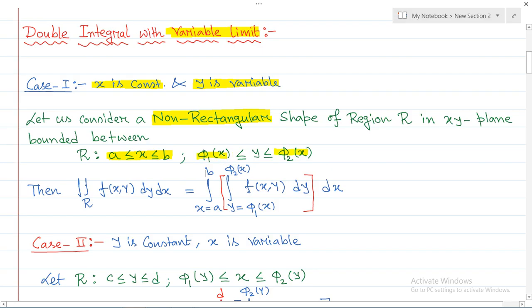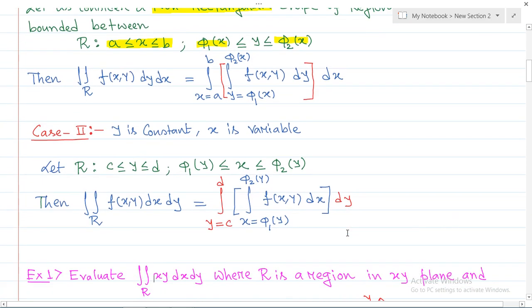Now how to perform the integration? The double integration over R of f of xy dy dx we have to do in this manner: the integration from x equals a to b should be written outside because it is the constant limit. Since the y limit is variable, we have to integrate the function f of xy first with respect to y. So the integration with respect to y will be inside, phi1 x to phi2 x, f of xy dy dx. This is the structure whenever x is constant and y is variable.